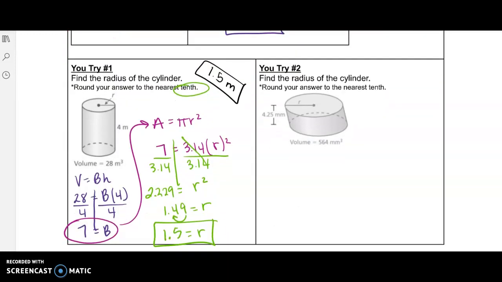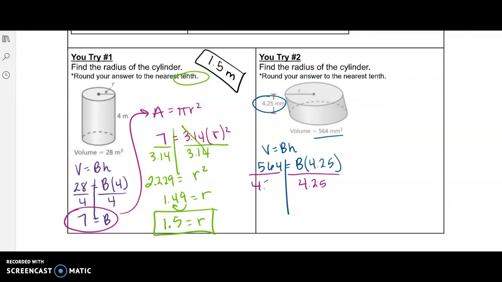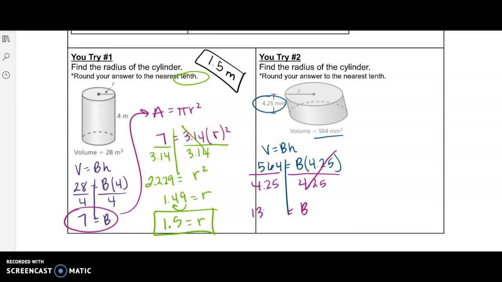Okay, so then try number 2. Again, we are going to solve for our area of our base. So our volume is 564 equals the area of our base times our height. When we solve, we are going to divide by 4.25 on both sides. That cancels, leaving us with the area of our base. And then 564 divided by 4.25 gives us this fun little number. So we are going to call that 132.71 if you want.